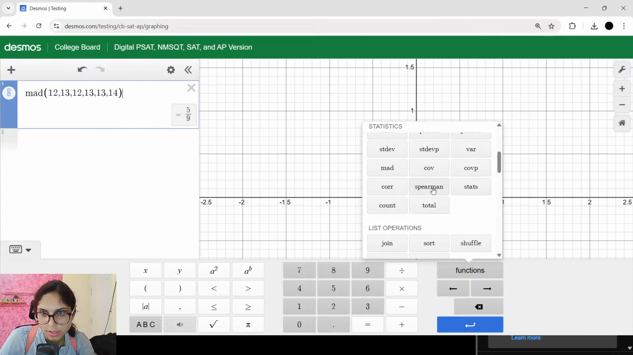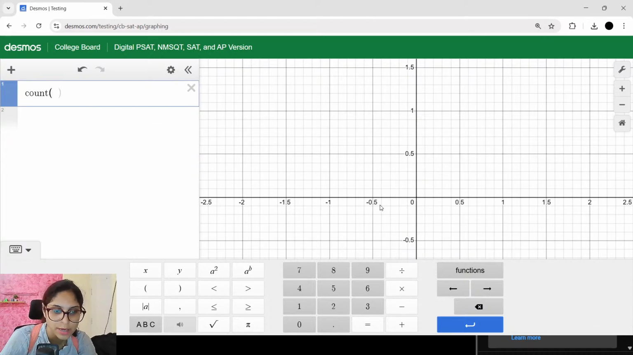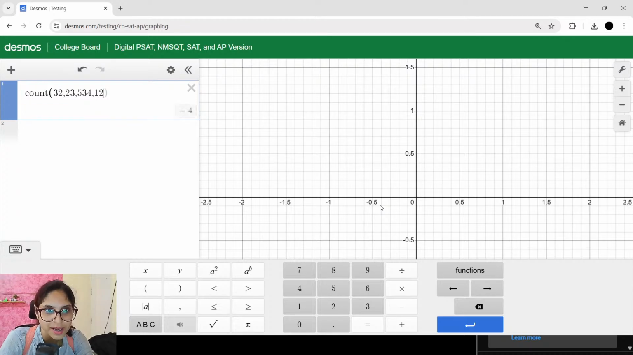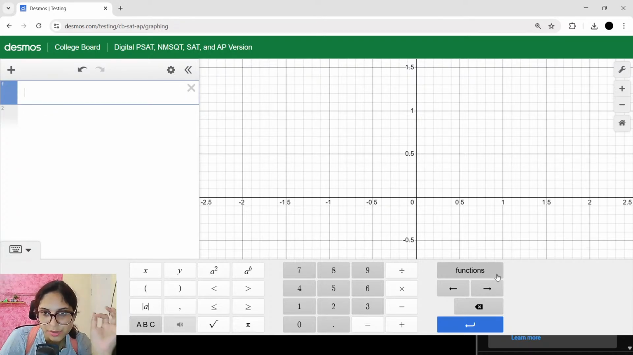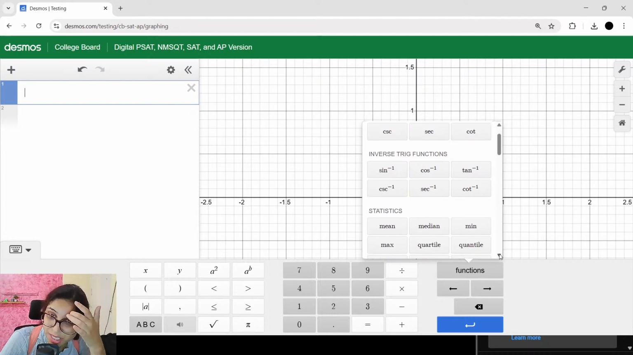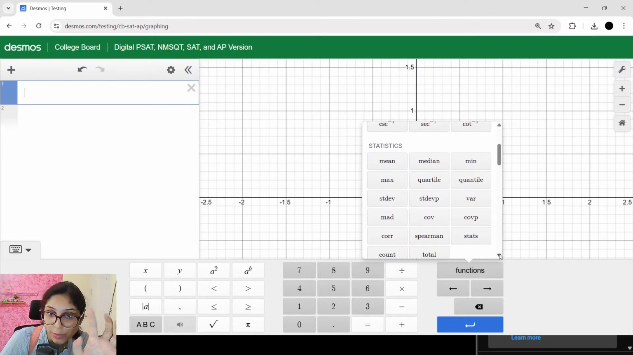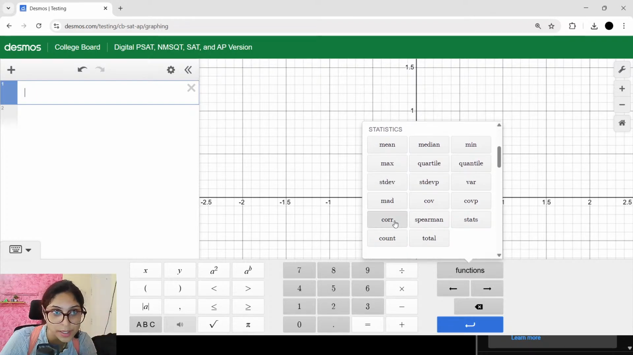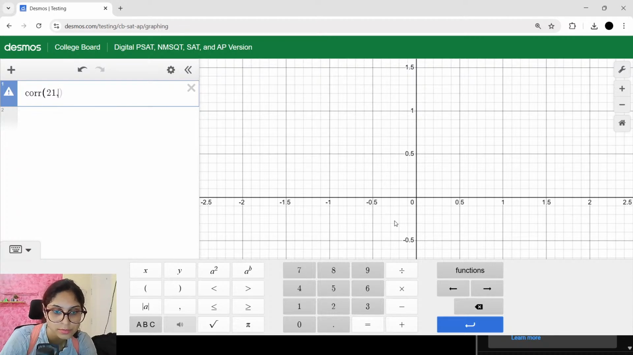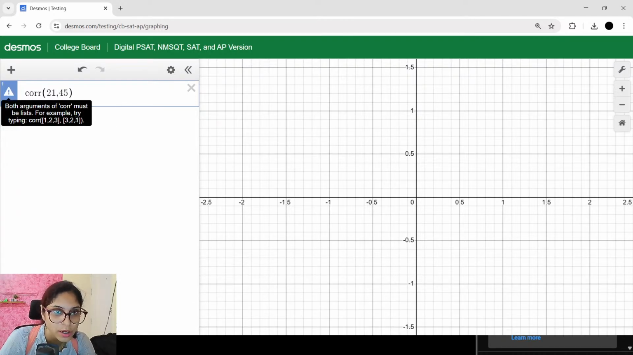Covariance, correlation, Spearman rank coefficient, stats, count, total, you can do anything. So in count, let's see what's happening. It'll give you the number of elements that you're typing. So that's very simple. Okay. In deep statistics, I'm not going, but I'm showing you that you can find out everything from here. You can find correlation as well. So how to use correlation, it will tell you.